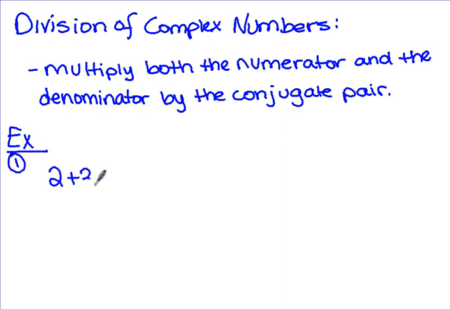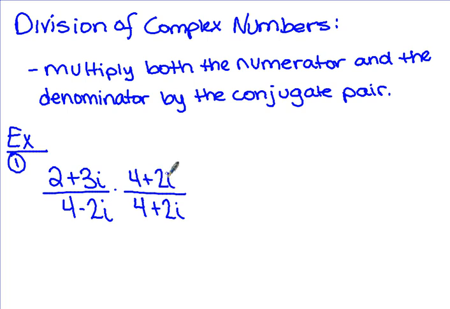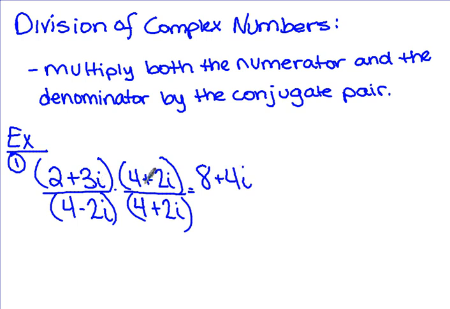We have 2 plus 3i over 4 minus 2i. Again, we cannot have an imaginary number in the denominator, so we're going to have to multiply through by the conjugate pair. The conjugate pair of 4 minus 2i would be 4 plus 2i. So we're going to multiply both the numerator and the denominator by 4 plus 2i. This means that we're going to have to distribute. Let's look at the top first. 2 times 4 gives me 8. 2 times 2i gives me 4i. 3i times 4 gives me 12i. And 3i times 2i gives me 6i squared.